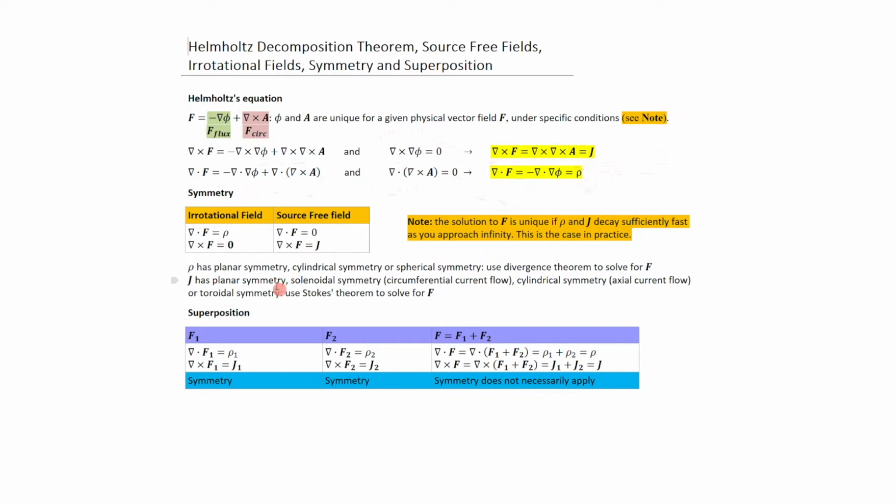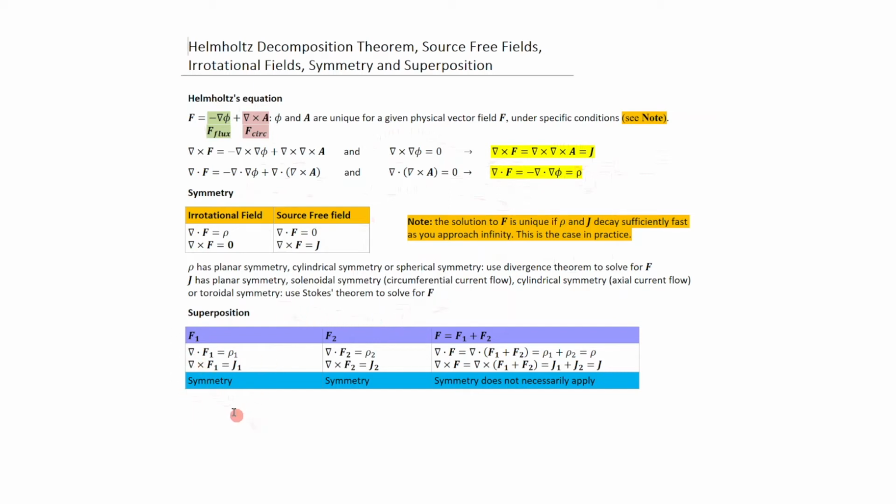The types of symmetries where it was possible to apply the divergence theorem and Stokes' theorem in the respective problems were planar, cylindrical, or spherical symmetry when we were dealing with any rotational field. In that case, as I said, you use the divergence theorem to solve for F. In the other case, which is a source-free problem, if J has planar symmetry, solenoidal symmetry, which is basically a circumferential current flow, cylindrical symmetry, which means an axial current flow, or toroidal symmetry, then we can use Stokes' theorem to solve for F. And the principle of superposition in a nutshell is shown below.